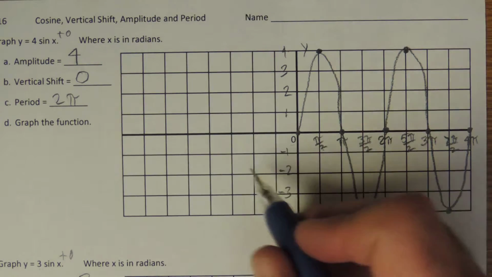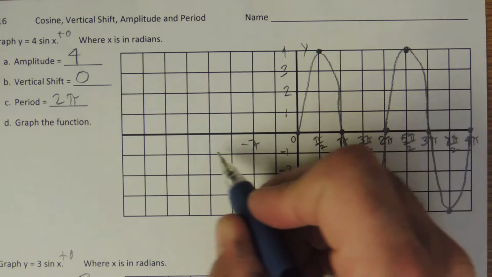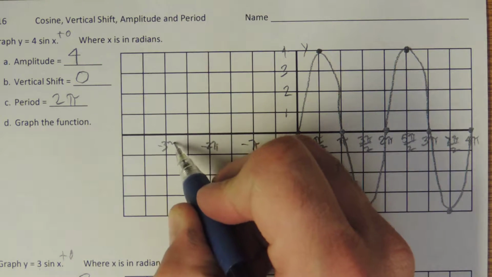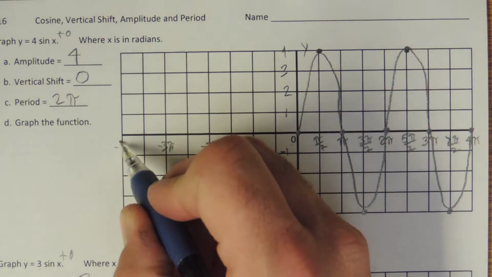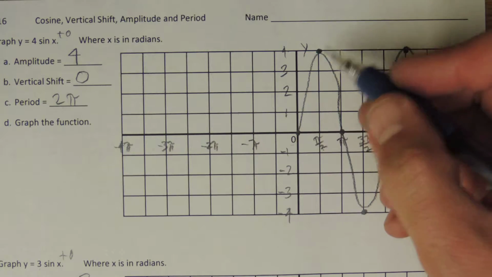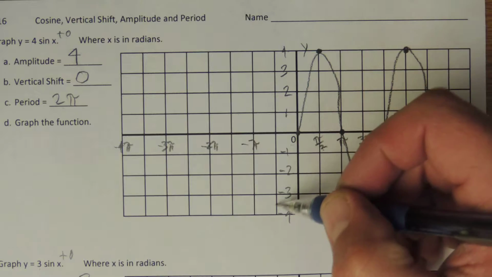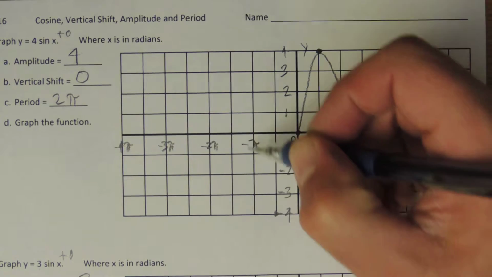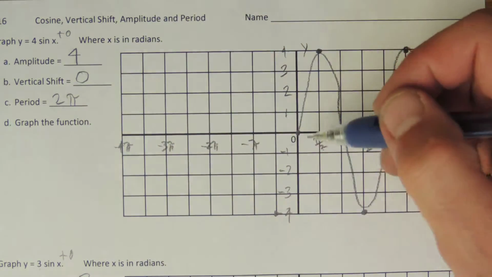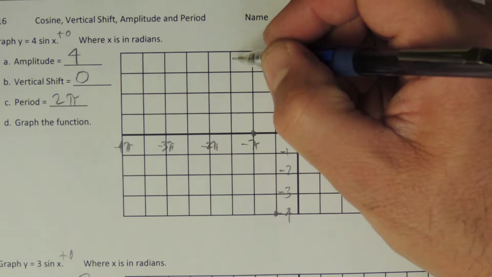And then I look at negative. So negative pi, negative 2 pi, negative 3 pi, and negative 4 pi. I'm going to extend that pattern backwards. So I'm going to be going down to negative 1. I'm sorry, the sine would go to negative 1. 4 times the sine will go to negative 4. Negative pi and back to 0.